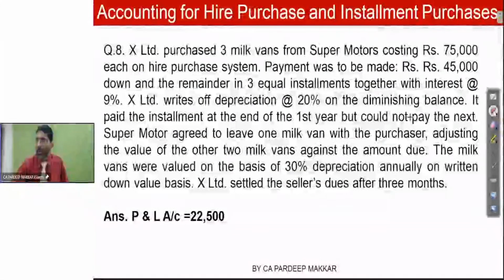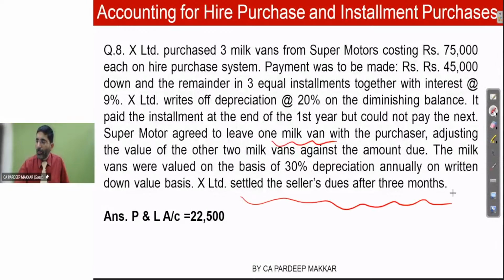First year, but couldn't pay the next. To leave one milk van with the purchaser adjusting the value of the other, against the amount due. So there is no date mentioned to you. Settled the seller's due after 3 months. So after 3 months he will settle the dues, means he will make the balance payment. That is balance pending. So this is the last time we will discuss it at the end.